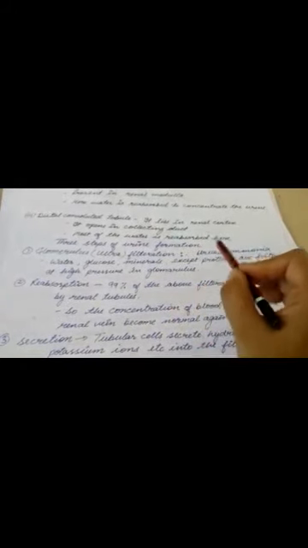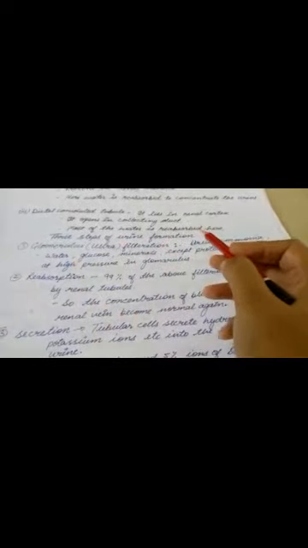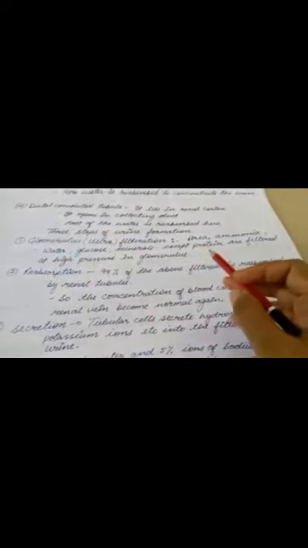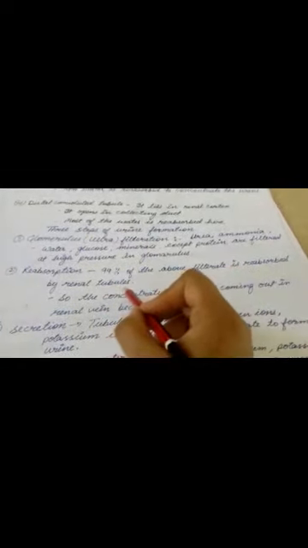Other than protein, most of the things from the plasma get filtered and collected in the Bowman capsule. Now the second step is reabsorption. We don't want to lose all these essential substances from our body. So 99% of the above filtrate is reabsorbed by the renal tubules.